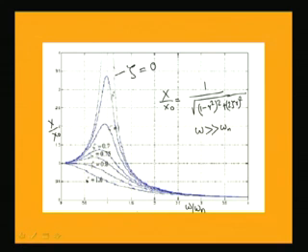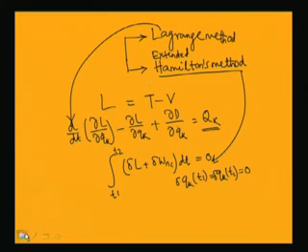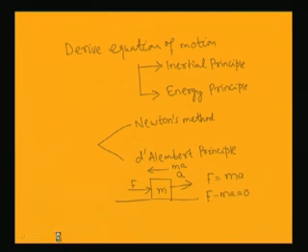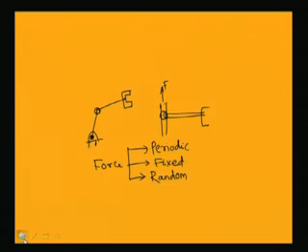Also you can observe that the magnification factor is plotted for different values of zeta. This is zeta equal to 0.5.